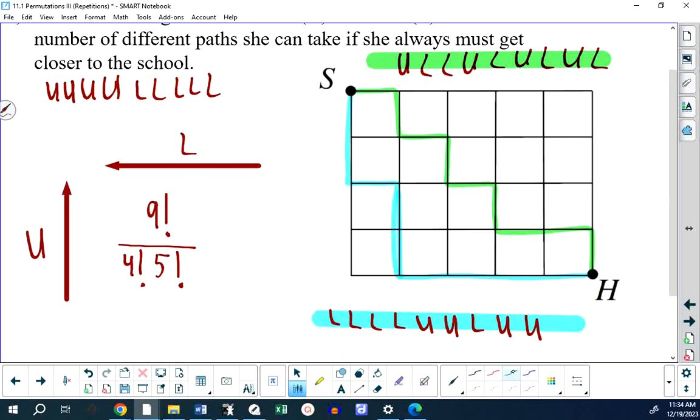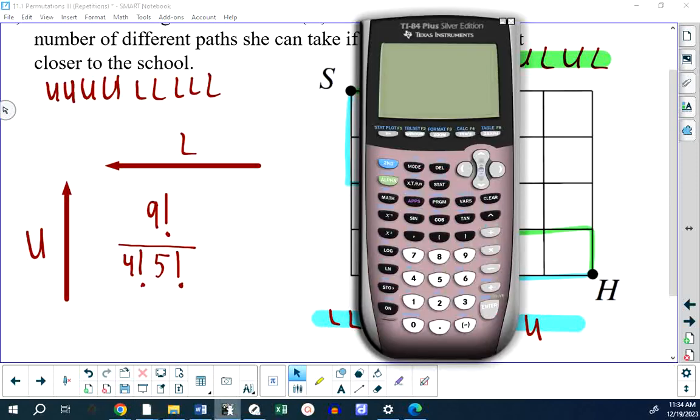Is 7 factorial, is that the 5040? Okay, so the answer to the calculus problem was 5040. Let's get a numerical answer here. 9 factorial divided by 4 factorial, which is 24, divided by 5 factorial, which is 120.